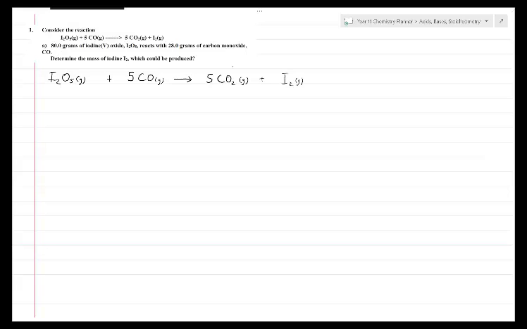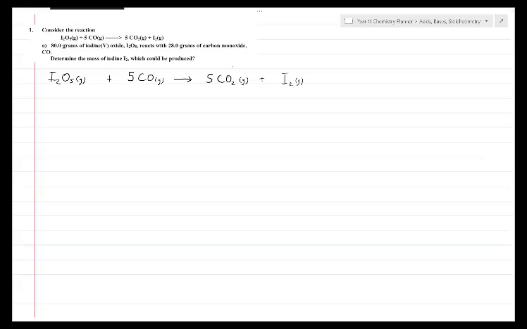Hi everyone, I wanted to give you an example of a limiting reagents problem because I know a few of you are still having a little bit of difficulty with this, so I thought I'd work through one and just show you step by step how they're done. So this is question 1 from the second limiting reagent sheet I gave out.